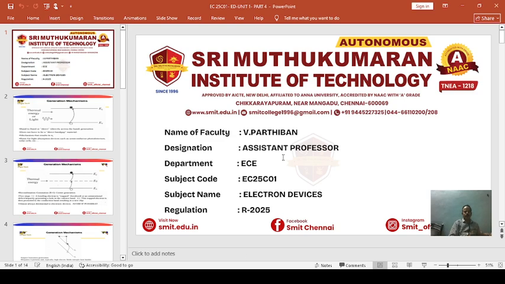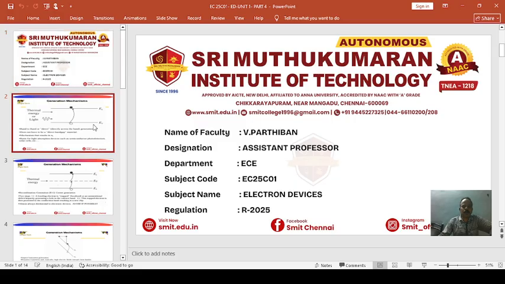I am Parthiban, working as assistant professor in the Department of ECE, Sri Muthukumaran Institute of Technology, Mangadu, Chennai. Now I am going to talk about the subject called Electron Devices, which comes under the regulation R 2025. The subject code is EC25C01. Particularly, it is meant for second semester ECE students.